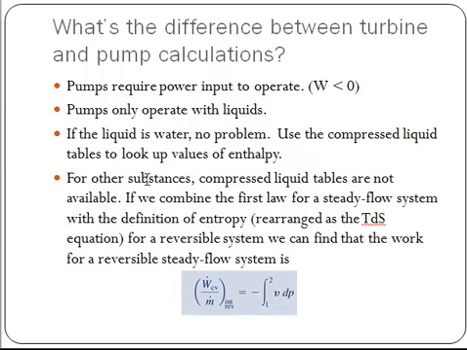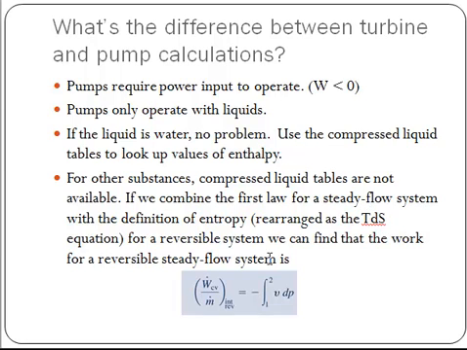Now, if the liquid is water, that's not a problem. I've got compressed liquid tables, and I can just look up values of the enthalpy. But if I have other substances, this data isn't going to be available. And so what we do is we take the first law for a steady flow system and combine it with that definition of entropy, which became what is usually called the T dS equation.